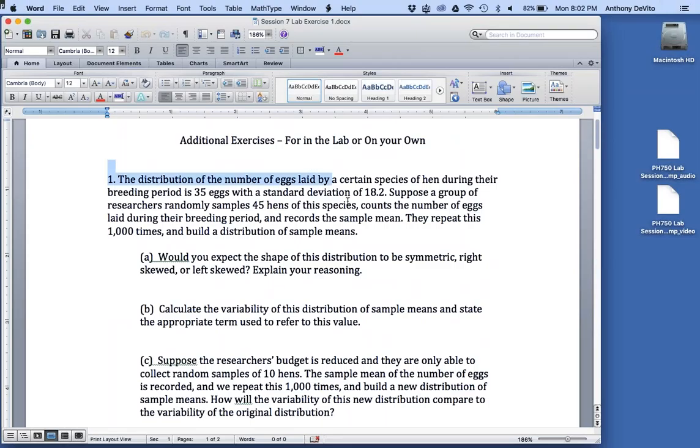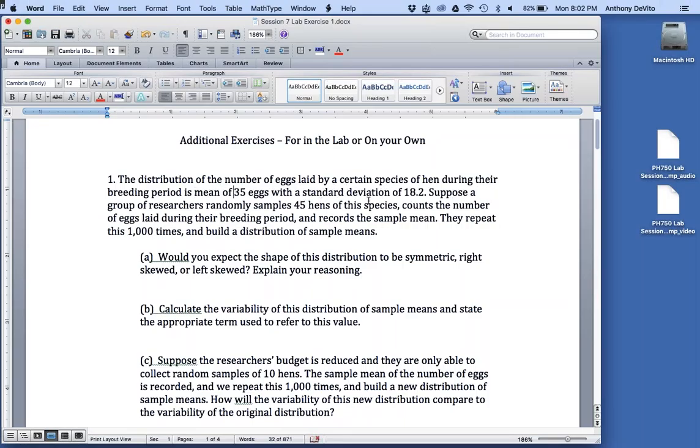The distribution of the number of eggs laid by a certain species of hens during their breeding period has a mean of 35 eggs with a standard deviation of 18.2. That's a big standard deviation. Suppose a group of researchers randomly samples 45 hens of this species, counts the number of eggs laid during their breeding period, and records the sample means. They repeat this 1,000 times and build a distribution of sample means. Would you expect the shape of this distribution to be symmetric, right skewed, or left skewed?